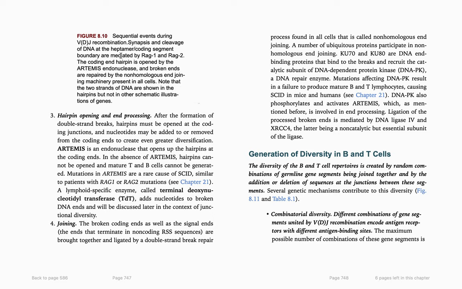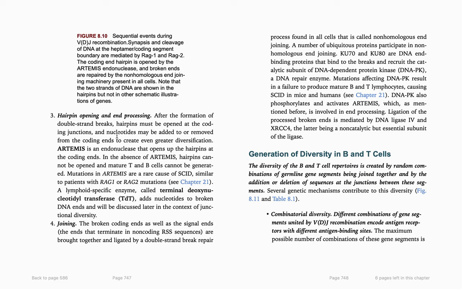So, sequential events during VDJ recombination: synapsis and cleavage of DNA at the heptamer coding segment bond are mediated by RAG1 and RAG2. The coding end hairpin is opened by Artemis endonuclease, and broken ends are repaired by non-homologous end joining, the joining machinery present in all cells. Note that the two strands of DNA are shown in hairpins, but not in other schematic illustrations of genes. Hairpin opening and end processing.